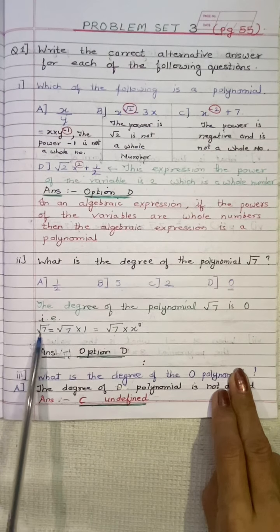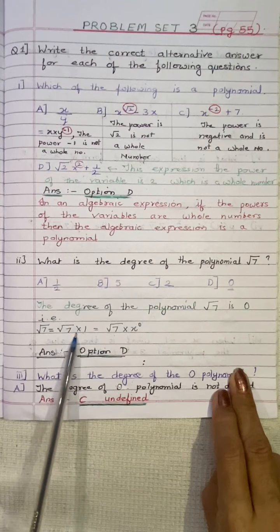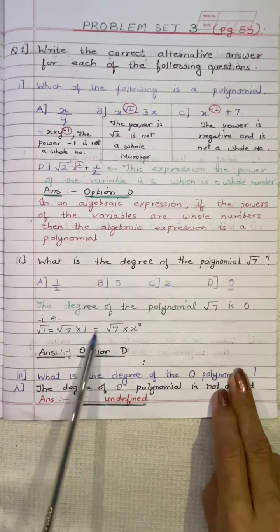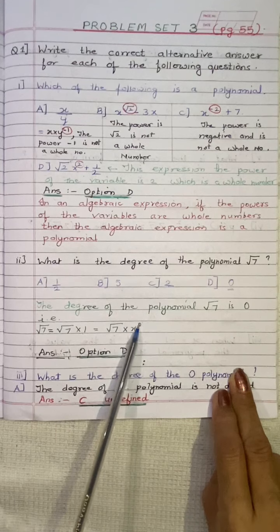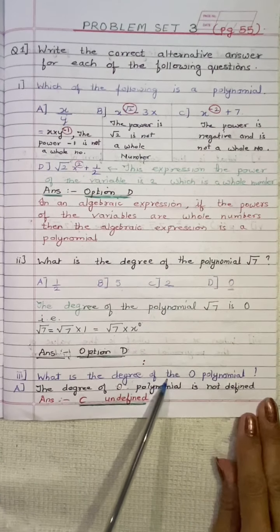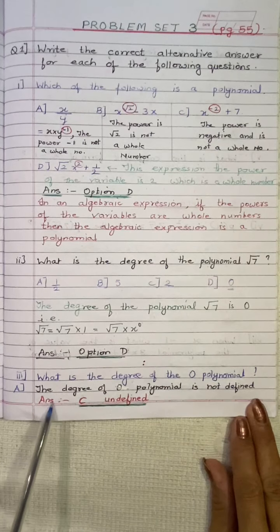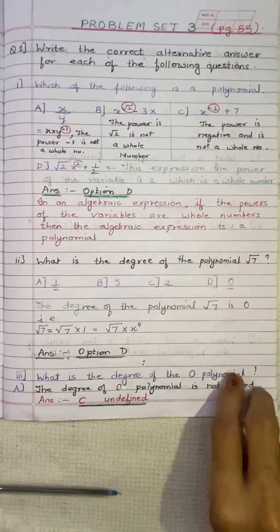So this must be a constant. Root 7 is equal to root 7 into 1. We can replace this 1 by x raised to 0, so root 7 into x raised to 0. So option is D. What is the degree of the 0 polynomial? The degree of the 0 polynomial is not defined. So option is C, undefined.